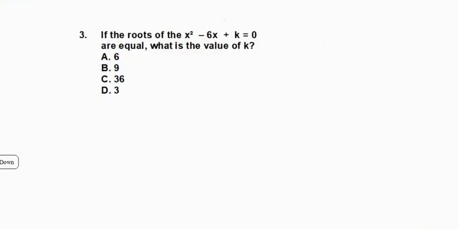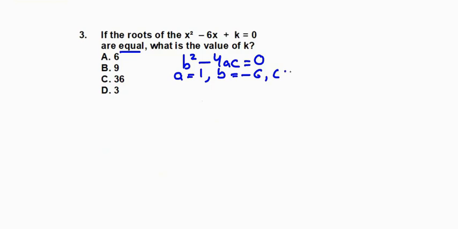Now next question. In this question, if the roots of the equation are equal, then find k. So we can use b square minus 4ac is equal to 0. If roots are equal, we can simply use this formula. Here a is equal to the coefficient of x square, 1, b is equal to negative 6, and c is equal to k. So we can use this formula.